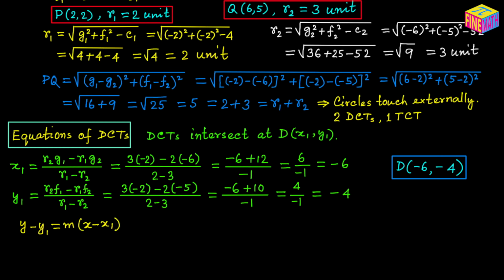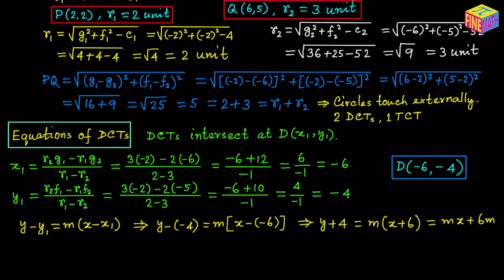Next, let's take the general form of the equation of the DCT: y minus y1 equals m times (x minus x1). Here the unknown is m. We have to find the two values of m by creating a quadratic equation, and we are going to do that now. If we plug in the values of y1 and x1, our equation is going to look like this.